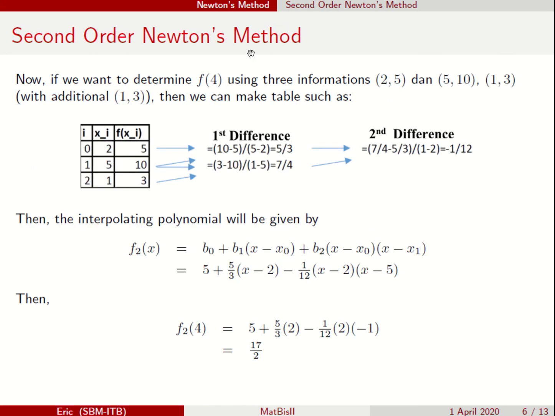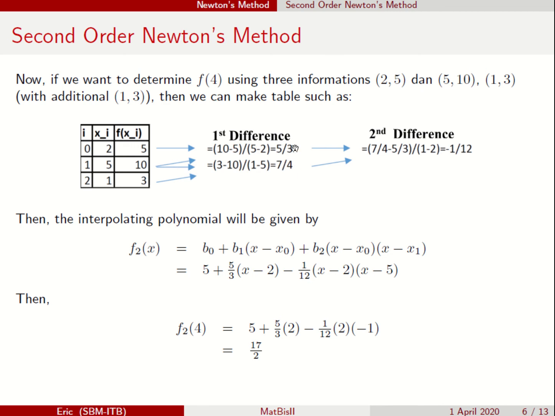So I can look for the second order. For the second order, I have an additional point and I can find the difference. What is the first difference for these two rows? That is 10 minus 5 divided by 5 minus 2. So I have the same difference as before. And what about the first difference in the second and third rows? So I have 3 minus 10 divided by 1 minus 5. That is 7 over 4.